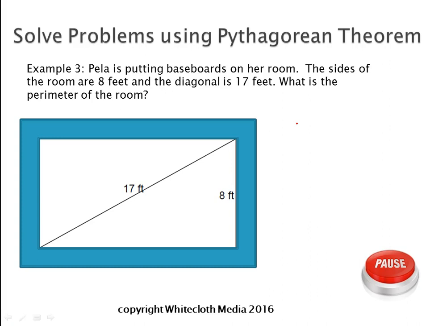All right, Payla's putting baseboards on her room. The sides of the room are 8 feet and the diagonal is 17 feet. What is the perimeter of the room? You're going to see this word a lot, diagonal. So anytime you have a rectangle or square, the diagonal cuts across. Okay, that's your diagonal. D-I-A-G-O-N-A-L. That's your diagonal. It cuts across here.